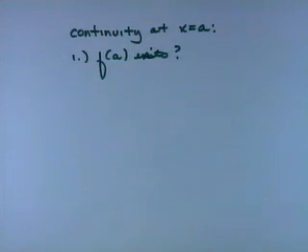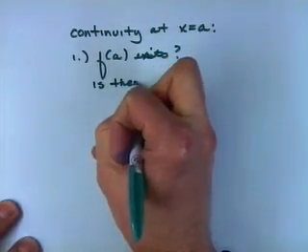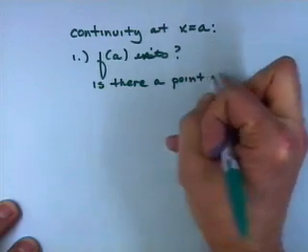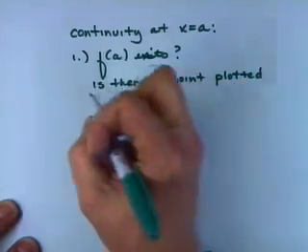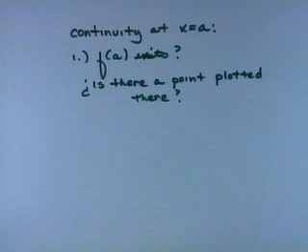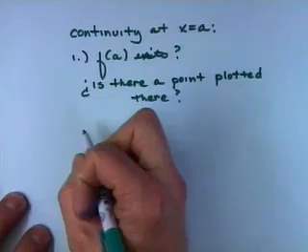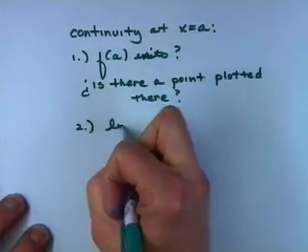So the first thing we'll check is, does f of a exist? Okay, f of a exists. Now, another way to ask that question to yourself is, is there a point plotted there? If there is not a point plotted there, end of discussion, it's discontinuous. So is there a point plotted there? If in fact there is a point, a comma f of a, then it passes test 1 of continuity. Then we go on to test 2.